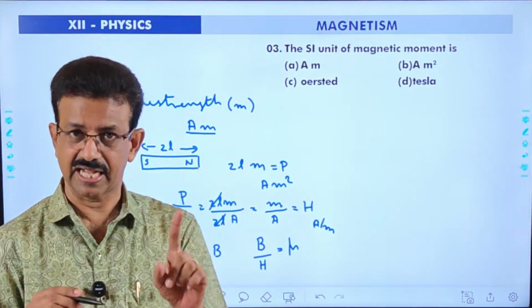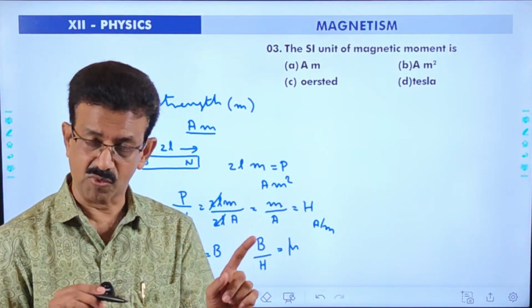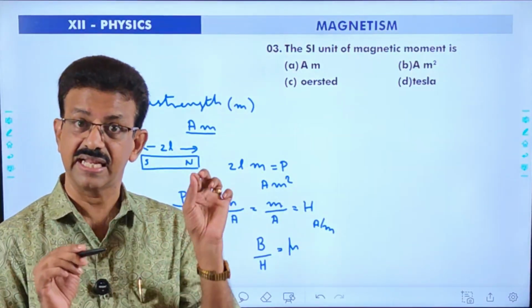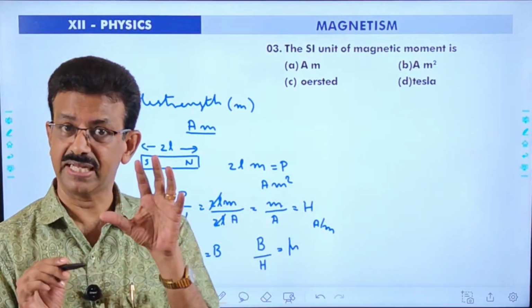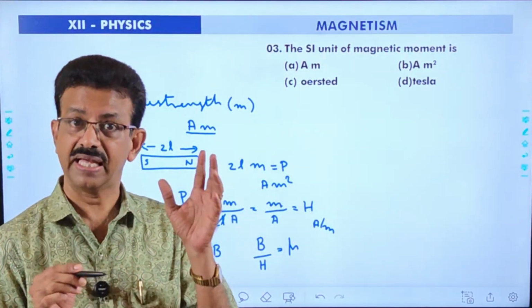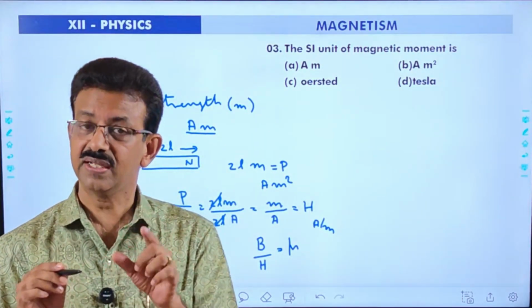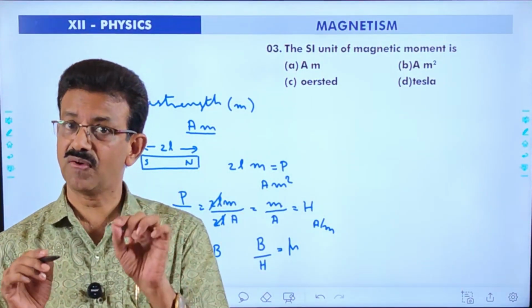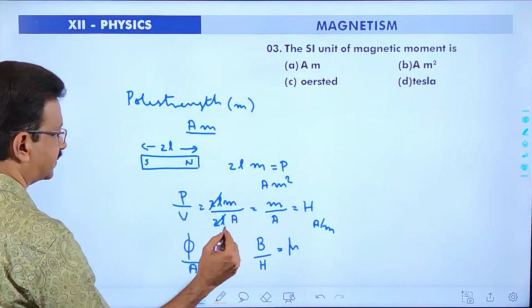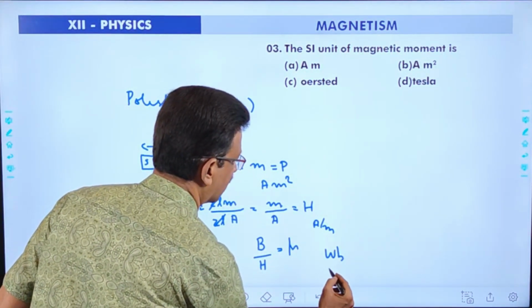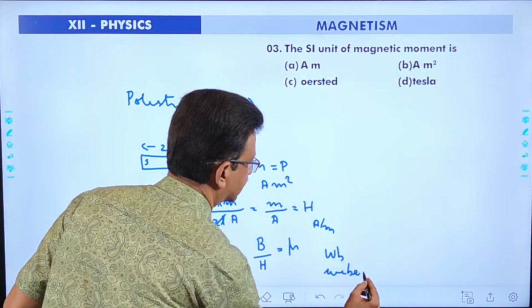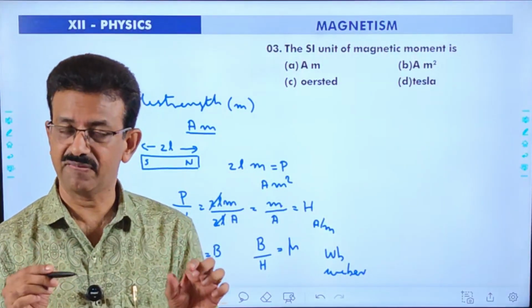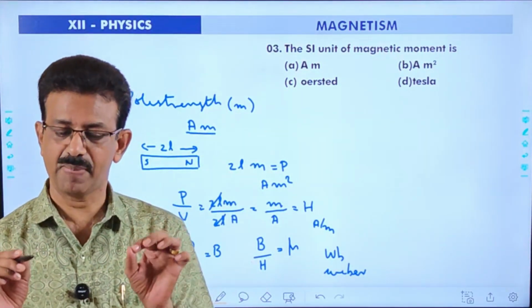First, pole strength, its SI unit is ampere meter. Then magnetic moment, 2Lm equal to P. Its SI unit is ampere meter square. Then intensity of magnetization, represented by capital H, ampere per meter. Then flux. Flux has SI unit Weber, WB, and it has a smaller unit Maxwell. Two units of magnetic flux are Maxwell and Weber. Weber is the SI unit.